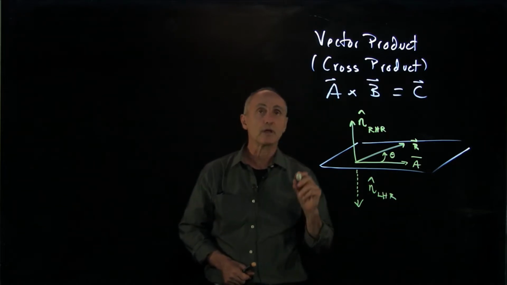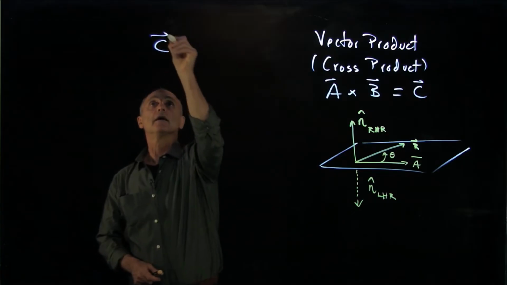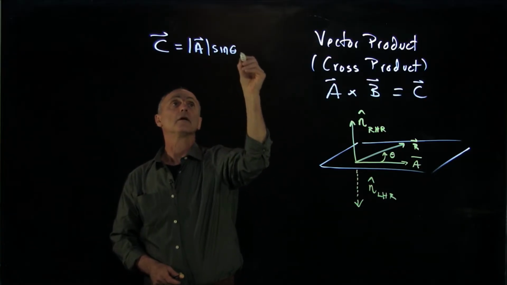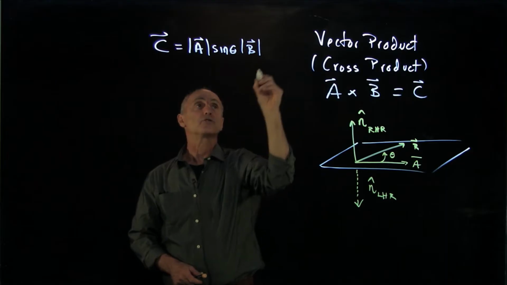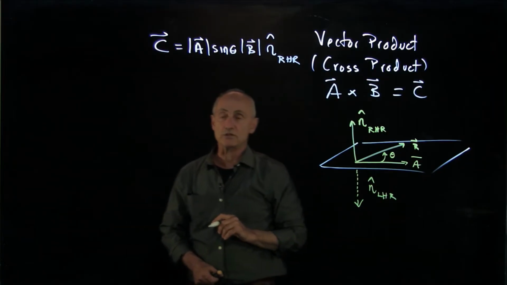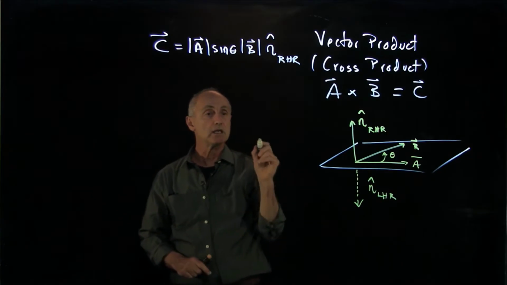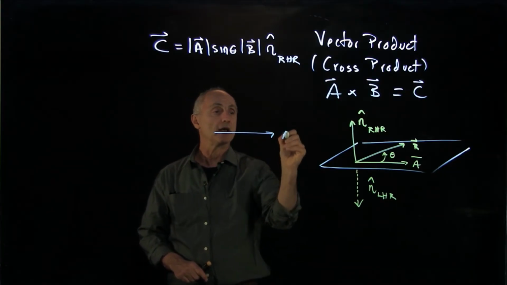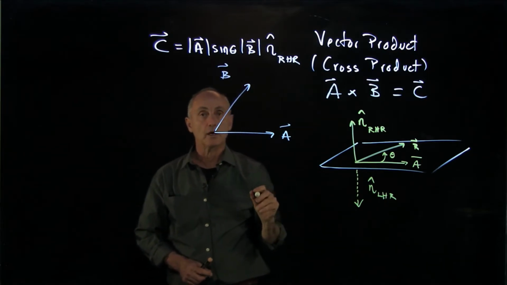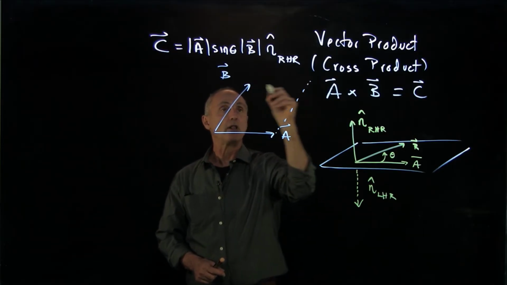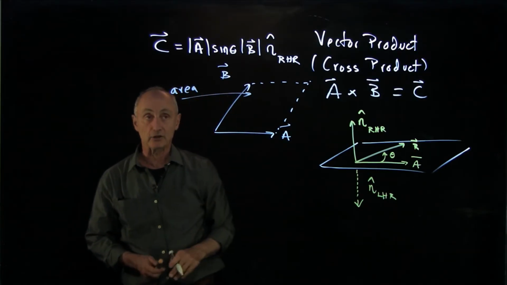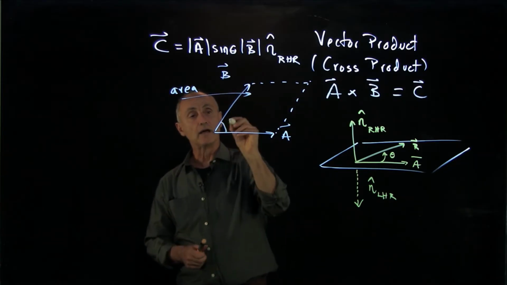And so we define it like this: the vector C has magnitude equal to the magnitude of A times the magnitude of B times sine of theta, and its direction is given by the right-hand rule. Now, one of the reasons for this definition is, let's draw a vector A and a vector B. Any two vectors define an area of a parallelogram. And we can define that area as follows.